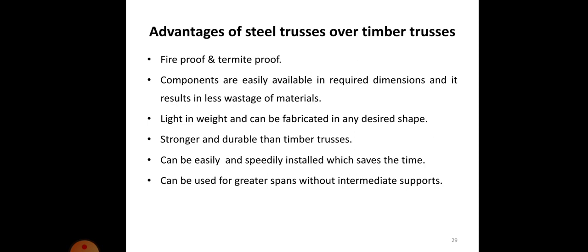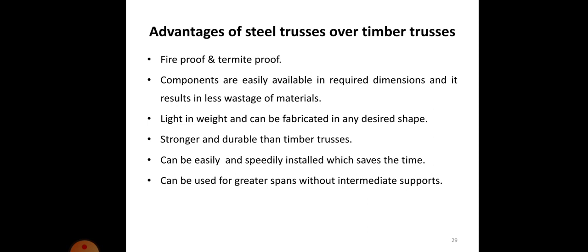So what are the advantages of steel trusses over timber trusses? Steel has a good advantage that it can be easily made, and also it can be easily installed. It can save much time, and compared to the timber trusses, these are fireproof and termite proof, and also the materials are easily available, and the components can be shaped into the required dimensions, and also the weight is comparatively lesser, and it is stronger and more durable than the timber trusses.